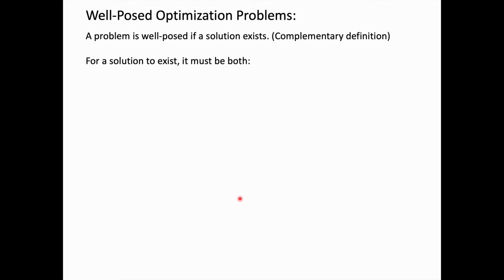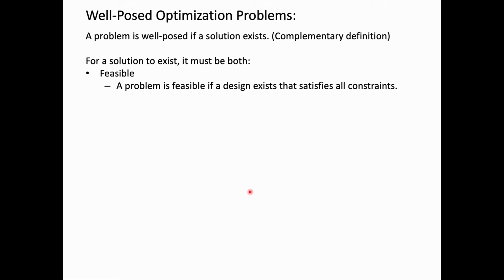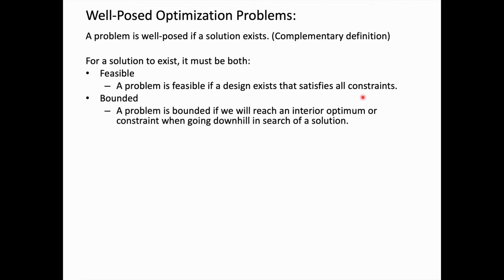In other words, for a solution to exist and for an optimization problem to be well posed, this optimization problem must be both feasible, and just to be more precise, a problem is feasible if a design exists that satisfies all constraints simultaneously, and the formulation must be bounded. What do we mean by bounded? We're going to go through a few basic definitions, including things like monotonic functions, that will help us to have a precise meaning of what a bounded problem is.